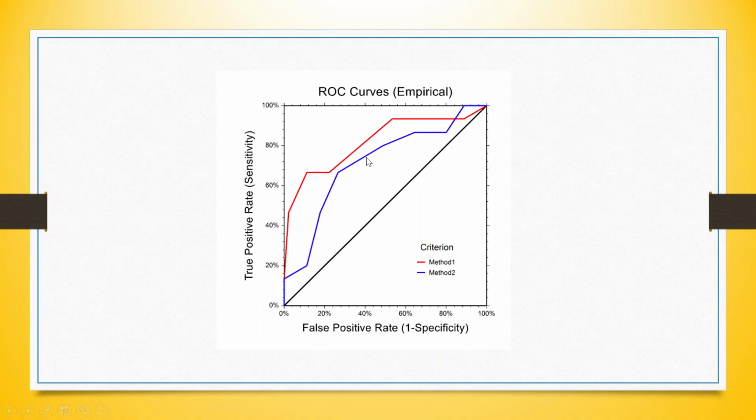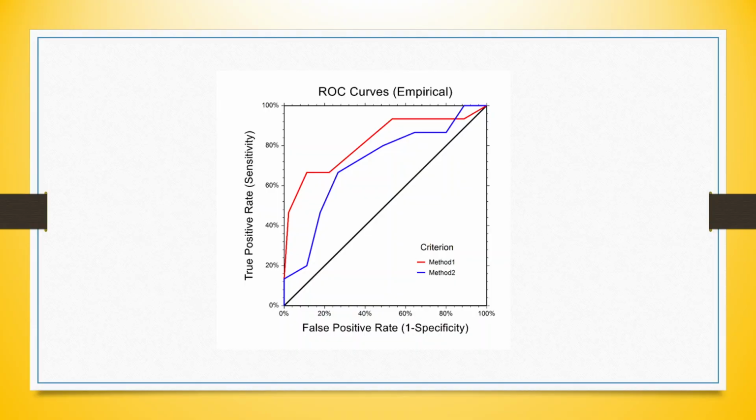The idealistic situation is when your curve overlaps the y-axis and x-axis. It's the idealistic situation. That is 100% classification accuracy. But normally you will not get this. So if we are having two models, one in blue color and another in red color, the model which covers more area is a better model. So here the red color model is a better model.